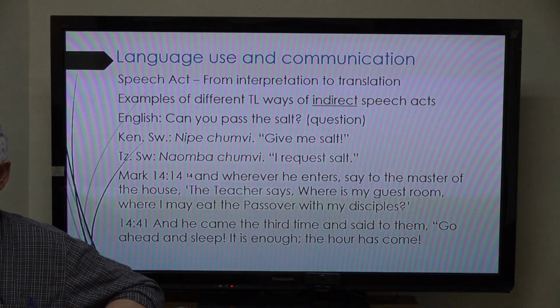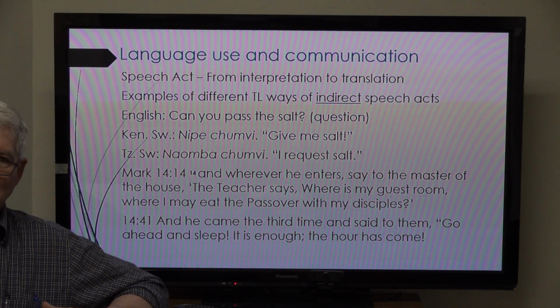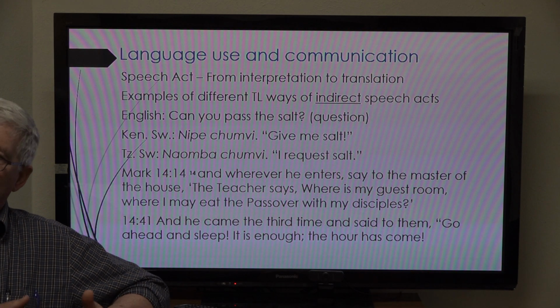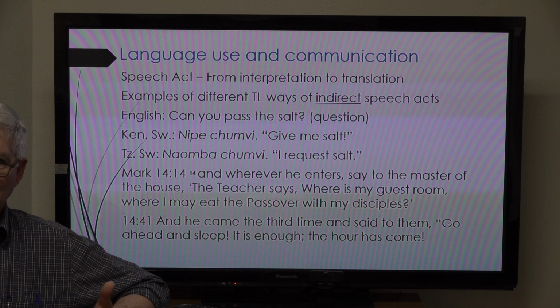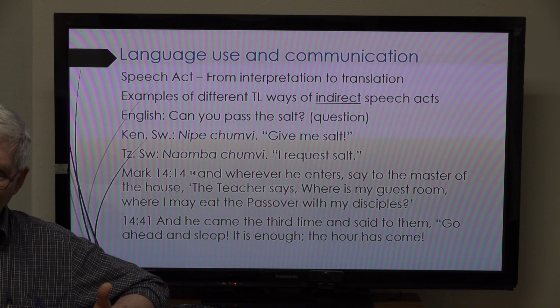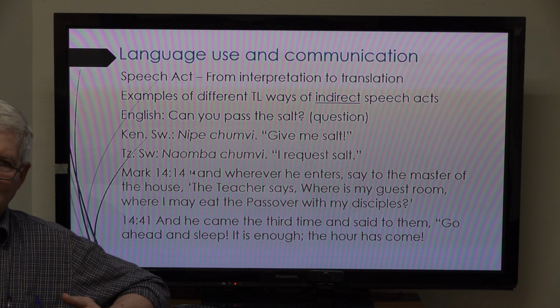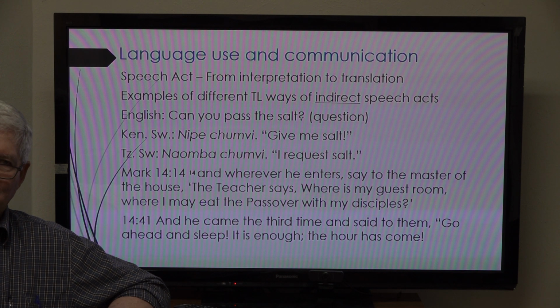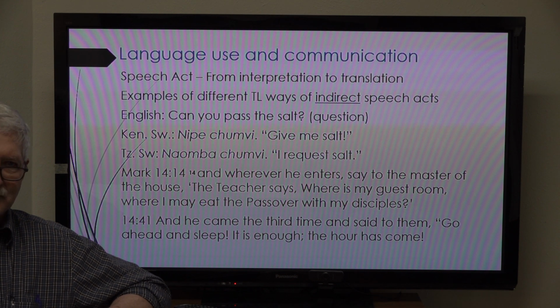Mark 14:41. They're in the Garden of Gethsemane. He goes away to pray. He comes back, and he says, are you guys sleeping? Can't you stay awake for an hour? He's not being harsh, but those two rhetorical questions together, it's kind of a rebuke. He goes away, he comes back, we're not told what happens or what is said, but they just could not stay awake. He goes away, comes back a third time, and then he says this: "Go ahead and sleep. It is enough, the hour has come."